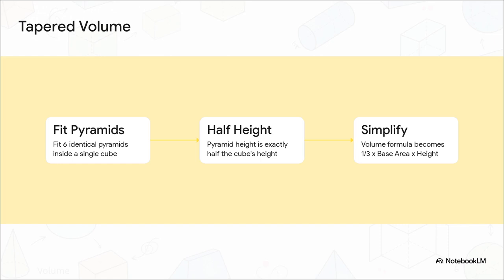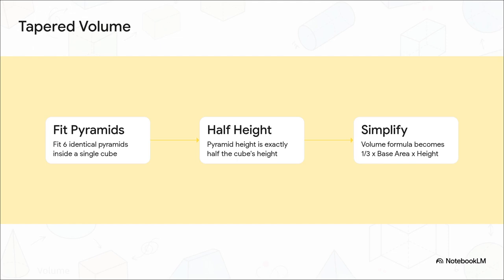This is so cool. 6 identical pyramids can fit perfectly inside one single cube. Their pointy little tops all meet right in the exact dead center of the cube. And because they meet right in the middle, the height of one pyramid is exactly half the height of the whole cube. When you take the volume of the whole cube and divide it by those 6 pyramids, the math just simplifies perfectly. The 2 from the half height and the 6 from the 6 pyramids interact, and you are left with exactly 1/3. That's the secret right there.